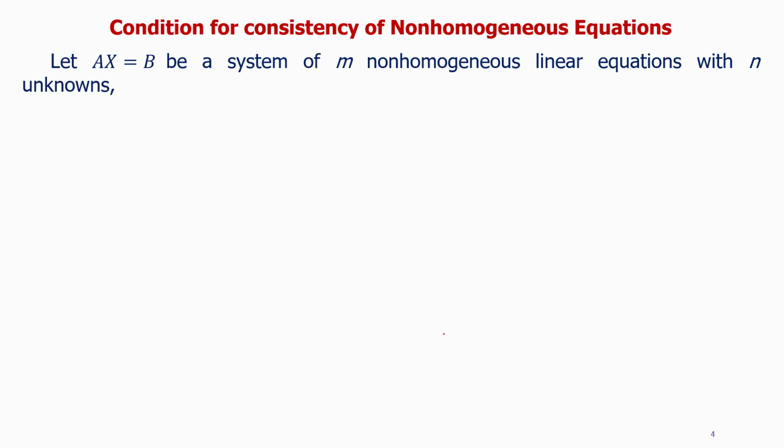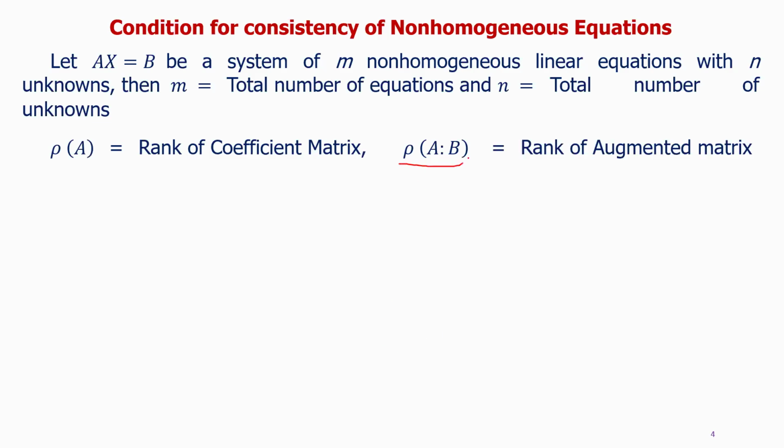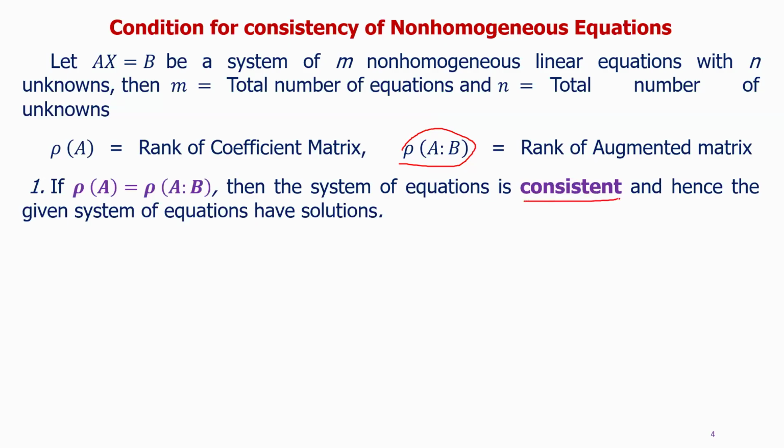Condition for consistency of non-homogeneous equations. Let Ax = B be a system of m non-homogeneous linear equations with n unknowns, where m is the total number of equations and n is the total number of unknowns. Rank of A is called the rank of the coefficient matrix, and rank of A:B is called the rank of the augmented matrix. Let us define the meaning of consistency. Point number 1: if rank of A is equal to rank of the augmented matrix, then the system of equations is consistent and hence the given system of equations has solutions.